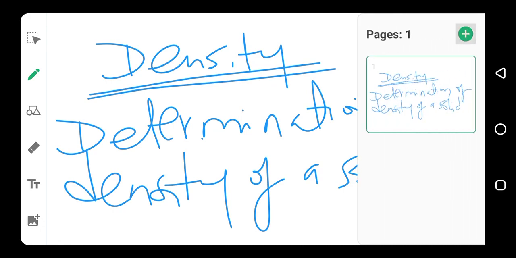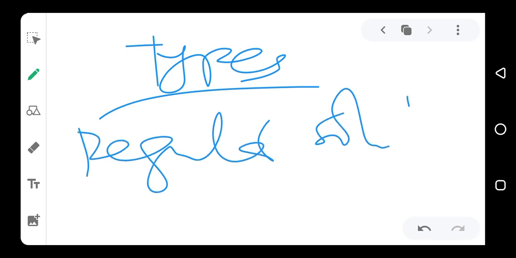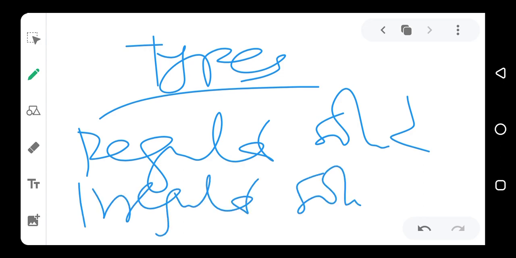So how do we do it? We know that we have two kinds of solids: a regular solid and an irregular solid. The way we determine the density of a regular solid is different from the way we determine the density of an irregular solid. And what is a regular solid and an irregular solid?